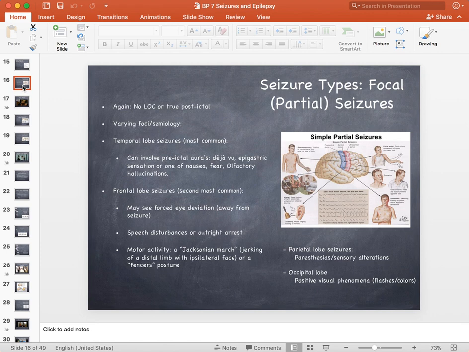So you can see how that reflects localization of where the seizure is starting. Next most common is frontal lobe. So here you might see things that are in the frontal lobe. You have your frontal eye fields up there, so you might see forced deviation away from the seizure. Compare that, by the way, to what we will see in the stroke lecture, where you're looking towards the lesion.